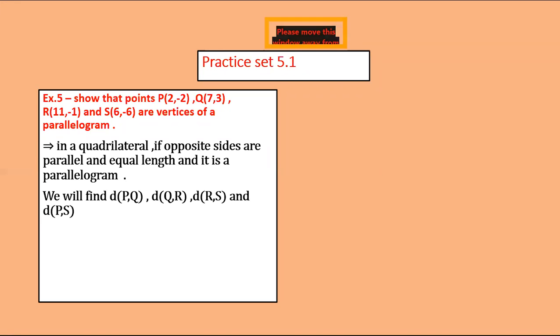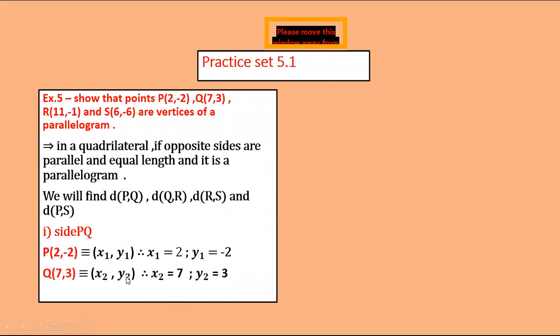We will find distance PQ, distance QR, distance RS and distance PS. First, to find distance PQ, means side PQ. The coordinates of point P(2, -2) are considered as x1, y1. Therefore x1 is equal to 2, y1 is equal to -2. The coordinates of point Q(7, 3) are considered as x2, y2. Therefore x2 is equal to 7 and y2 is equal to 3.